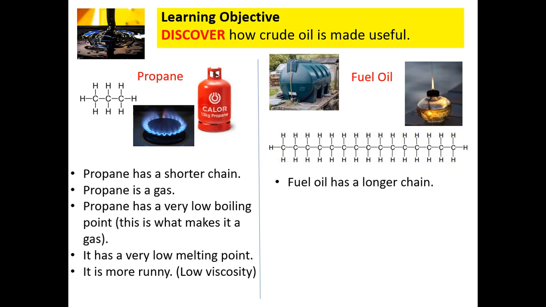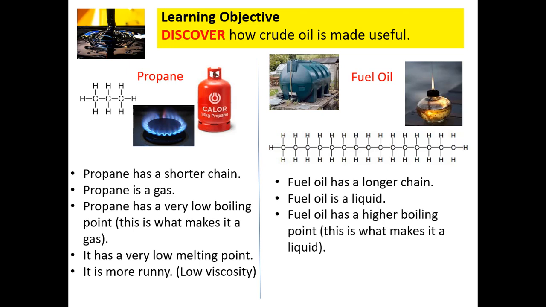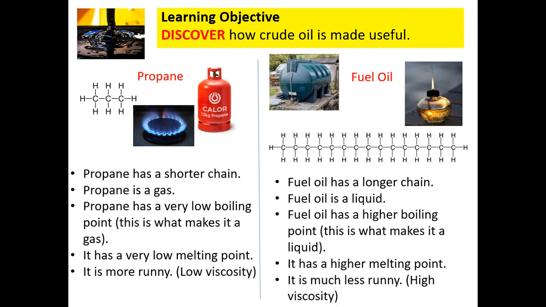So if we look at fuel oil, you can see from the displayed formula, it has a much longer chain length. It does have another name with the ane on the end, but we use it for fuel oil. As you can see, the big tank above the diagram. It's a liquid, so you can see the picture on the right. Fuel oil is a liquid, propane is a gas. The longer the chain, they start moving from gases into liquids, and it's because the boiling point changes. So it has a much higher boiling point than propane would, and therefore it has a higher melting point, and it's much less runny, so it has a high viscosity.